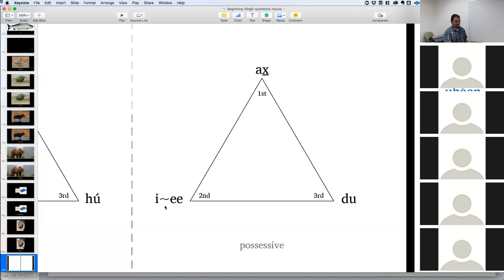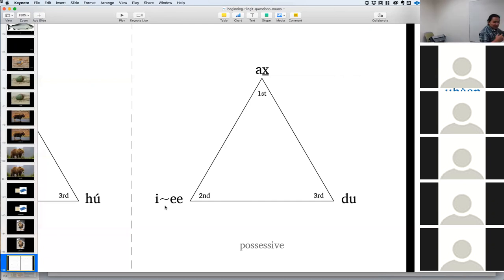Ikla. Right? And so this is how you do all of the kinship stuff. My mother, my father, my son, my uncle, my grandma. Ach is mine. I is your. Du is his or her.